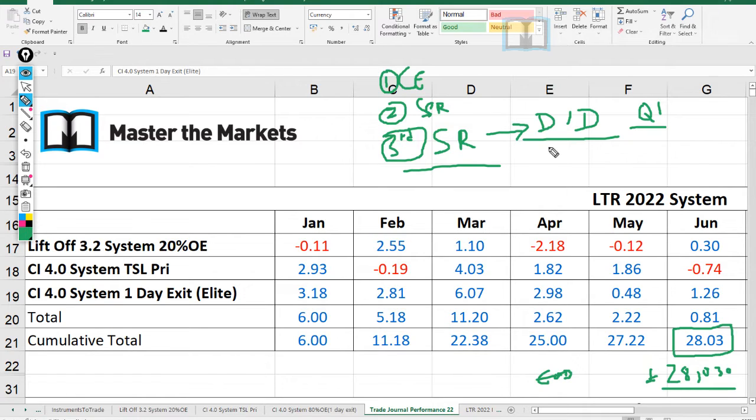Now, the second thing that you need to be also looking at is your profit distribution in your strategies, in your performance. Now, what do I mean by that? You see, in the first 3 months, you can see there's 6% profit, 5.18, and then there's 11.20% over there. However, in the second quarter, you can see there's only 2.62, 2.22, and then only 0.81. It has just dropped to 5.65% overall, whereas in the first quarter that was 22.38%.